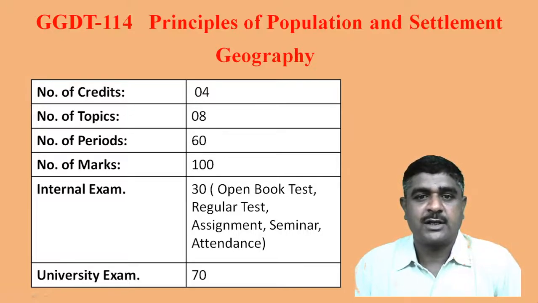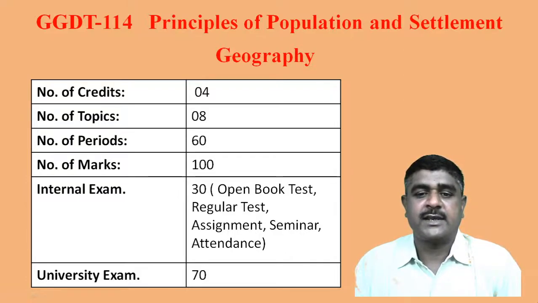All of you know the structure of the paper in the first semester. The principle of population and settlement geography subject has 4 credits. This subject has 8 topics, and to study this subject 60 lectures are required. This course has 100 marks.